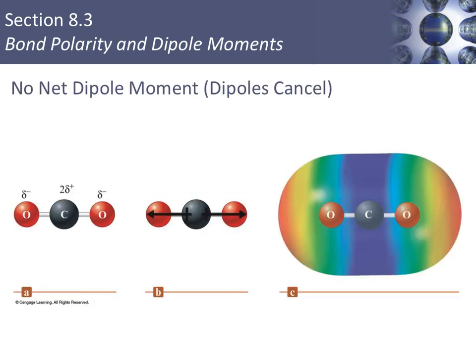Molecules can also be nonpolar or have no net dipole moment, like with carbon dioxide here. We do not end up with one end of the molecule being more negative and the other end being more positive. These diagrams are three different representations of the carbon dioxide molecule.